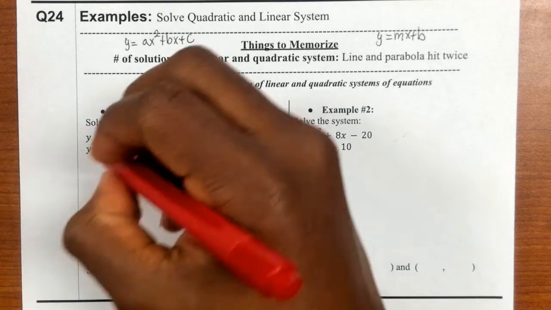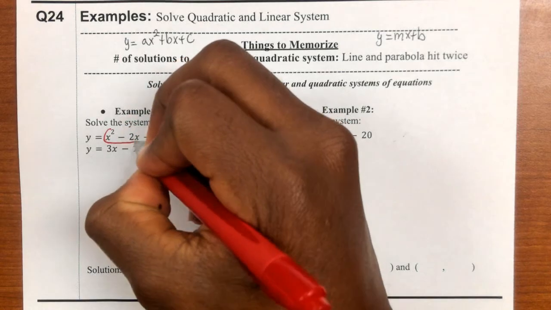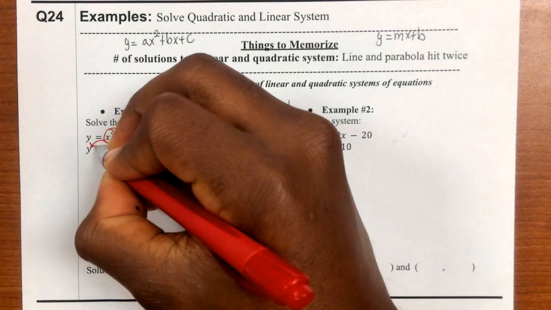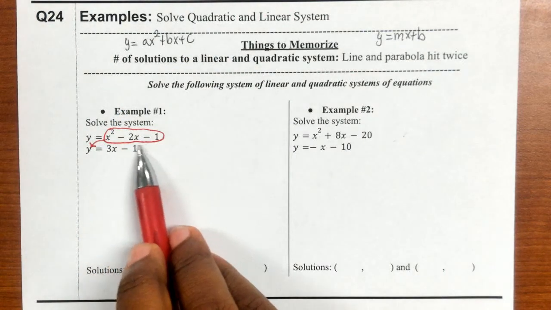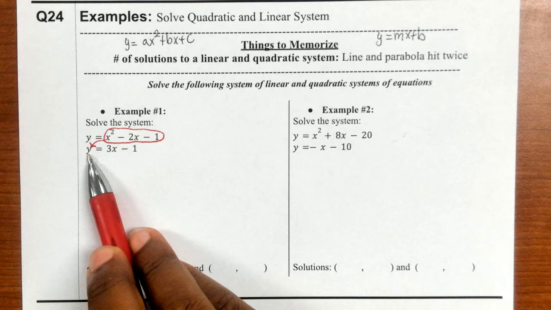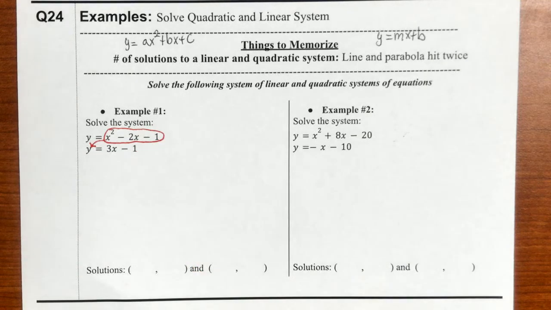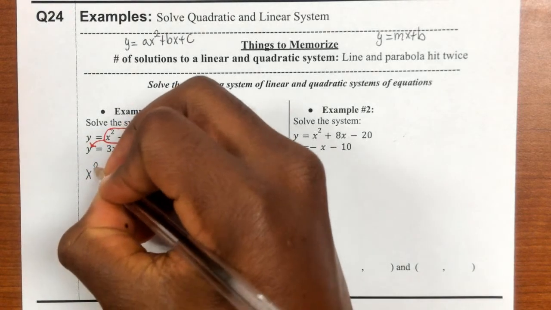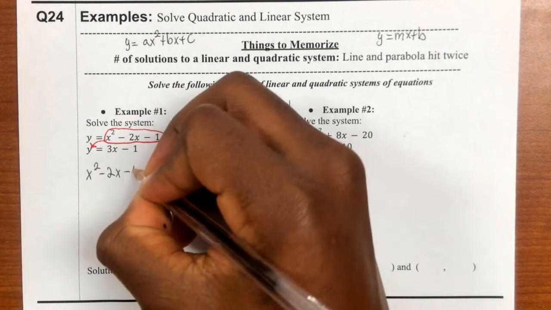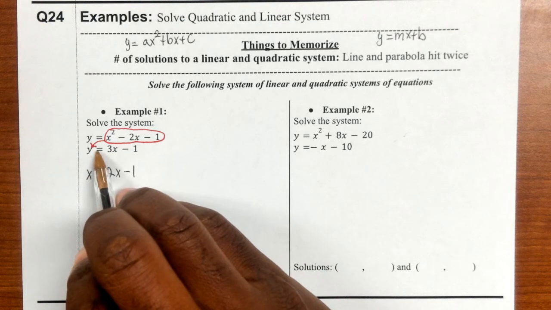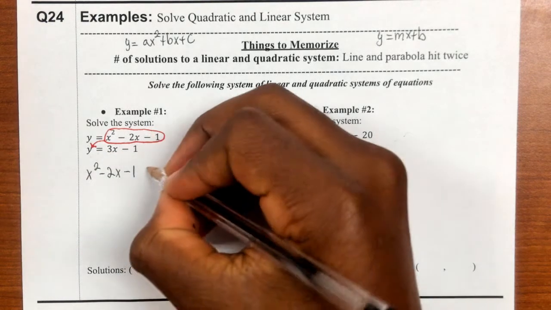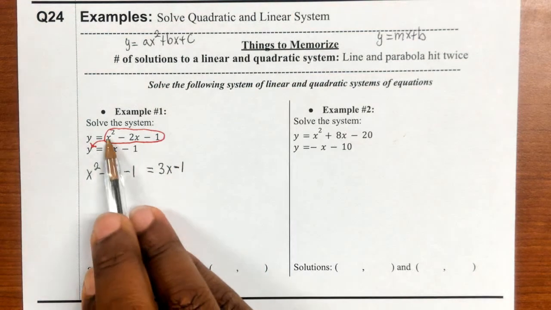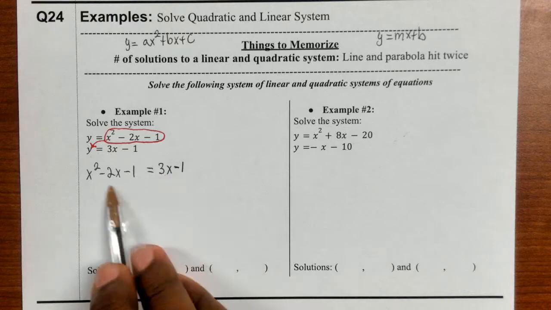What you're going to do is replace this entire quadratic for the y in the second equation. So instead of writing y in front of this equal sign, I would write x squared minus 2x minus 1. So it would be equal to 3x minus 1. Essentially, you set both equations equal to each other.